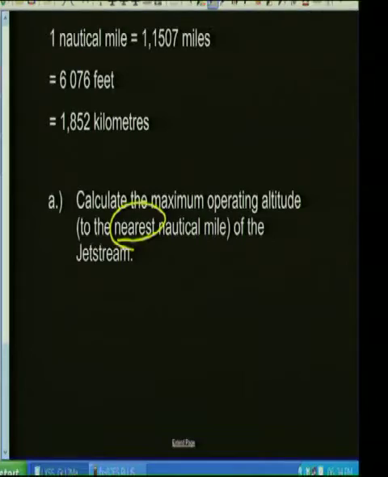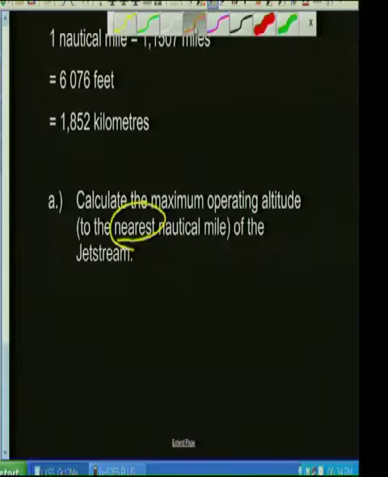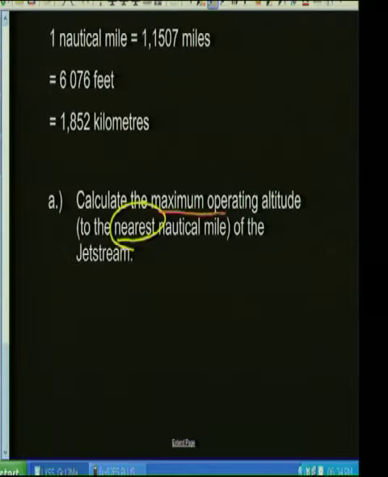Why? Because on the very front page of my exam paper, it will say, unless otherwise stated, round all answers to 2 decimal places. However, in this question, they're telling you how to round. How do we have to round? We've got to round to the nearest nautical mile. Okay, so what we're going to look at now, and I'm going to use a different color so you can see this: calculate the maximum operating altitude of a jet stream.